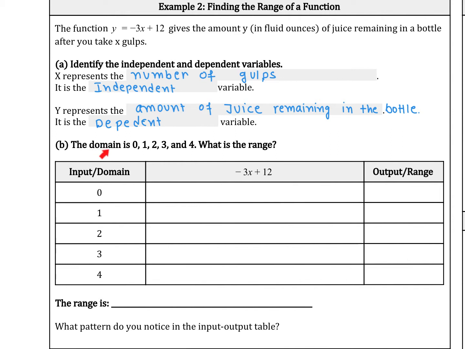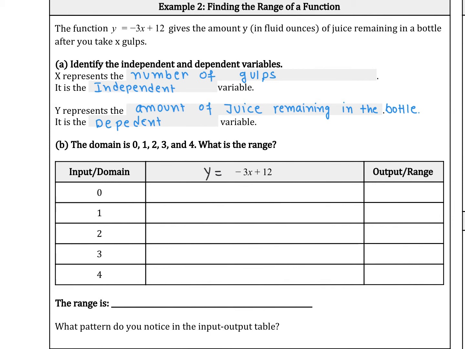So the domain values, or the x values, or the input values are given: 0, 1, 2, 3, 4. We are going to use these x values or domain values and find the range, meaning the y value. The function is given as negative 3x plus 12, and we can put the y in front because this is equal to y. So we are going to plug the x values into the x place and find out the range, or y value.